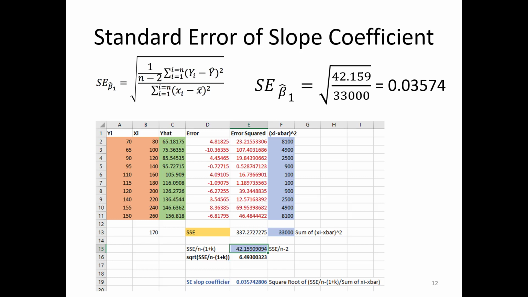So standard error of beta hat 1 equals the square root of 42.159 divided by 33,000, and that gives us 0.03574. Again, we don't need to do this. R does this for you. I am showing you the math behind the calculations of R. So now let's look at the R output.